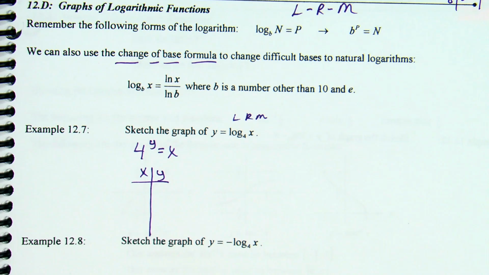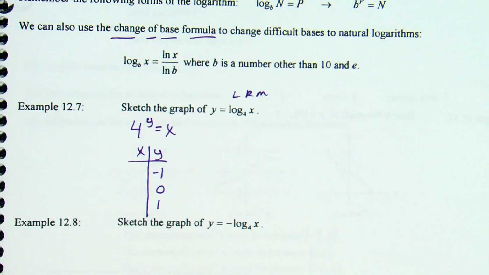Yeah, we'd rather pick our Y values, right? So if I instead fill in -1, 0, and 1 on my Y values, that gives me an idea here. So if we put in -1 for Y, what? Yeah, 4 to the -1. Remember to make a negative exponent positive, we move it across the fraction bar. So that's 1/4.